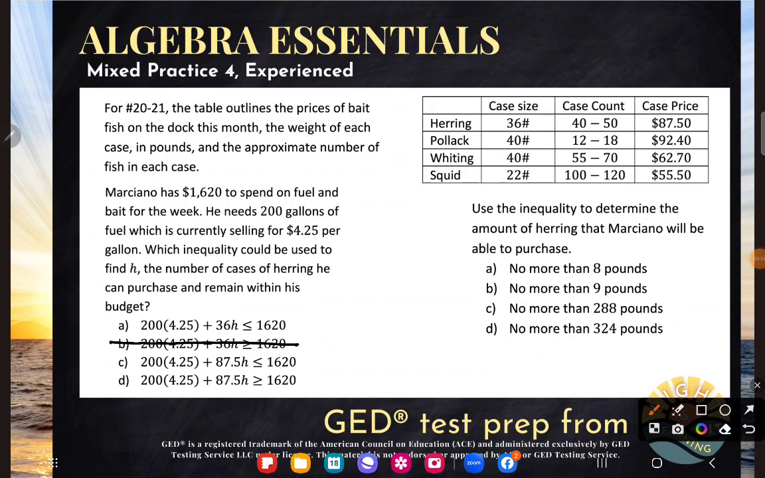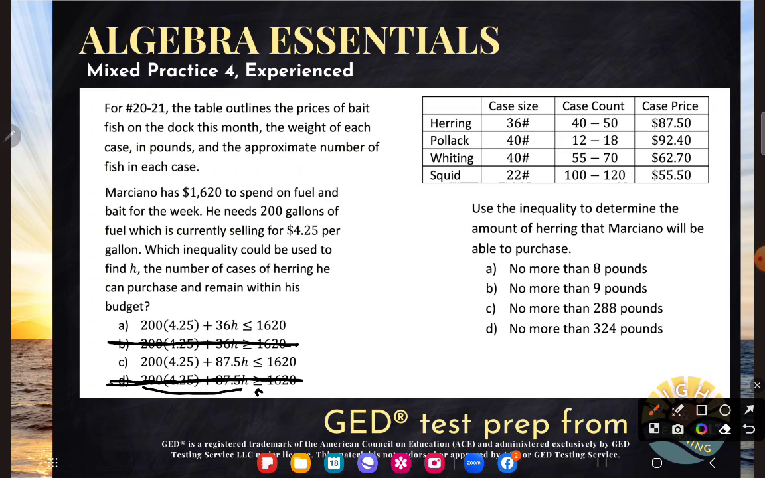And we have the same problem with D. The money he spends here is going to be greater than or equal to $1,620. Again, leaving him without the money to feed his family. And so we are now down to A and C. So even if you only could read the inequality symbols, you would have a 50-50 shot of guessing right now. So that's super nice. Now, another thing I want you to do is look for differences.